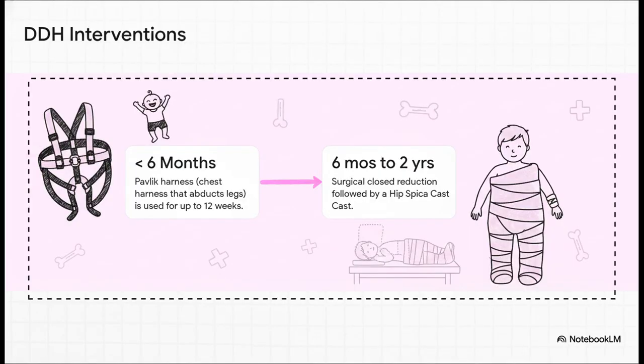Now, you're going to want to listen to this because this is a huge ATI point. For DDH, the treatment is all about age. For a little baby, newborn to 6 months, we use a Pavlik harness. It's a soft brace that keeps their hips in that frog leg position. But for an older child, say 6 months to 2 years, they'll probably need surgery and then a big restrictive hip spica cast. Knowing that age distinction is absolutely key for your exam.